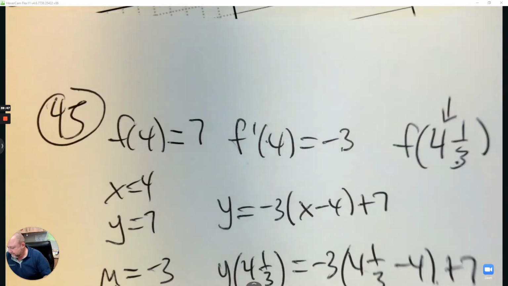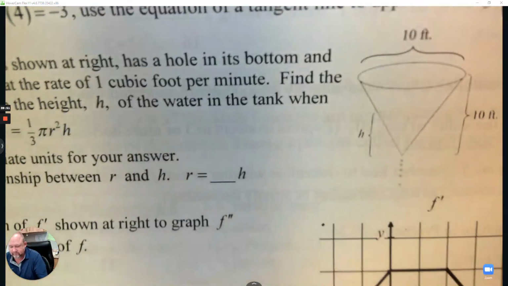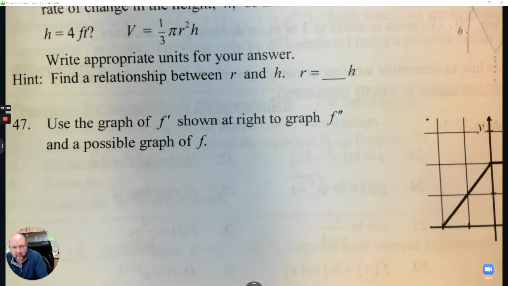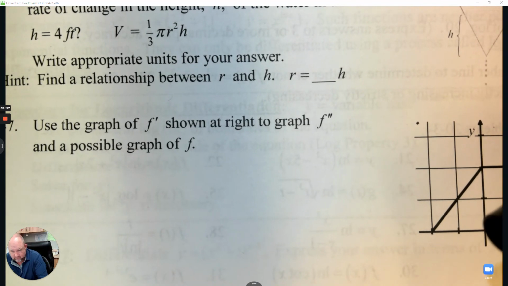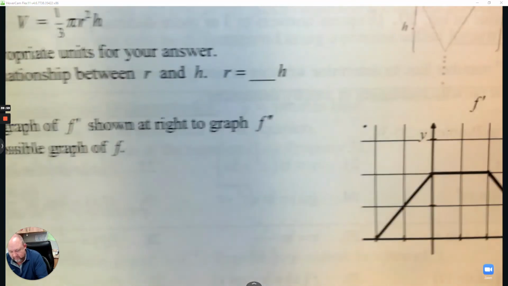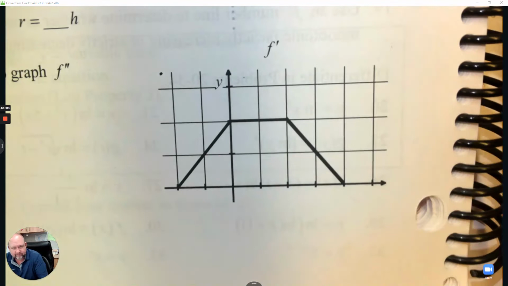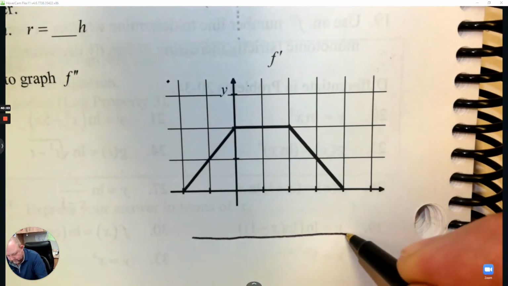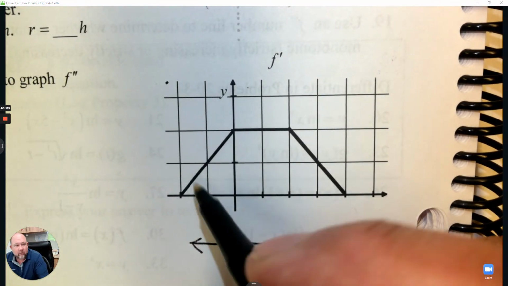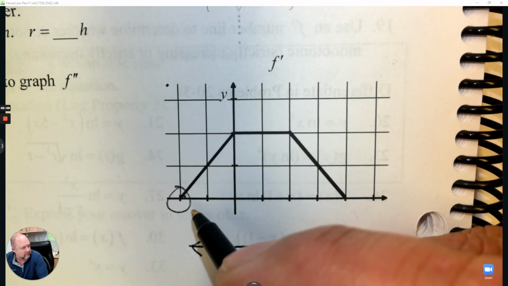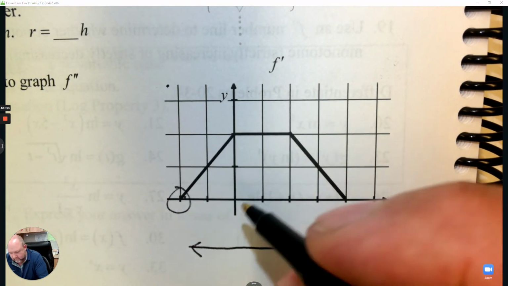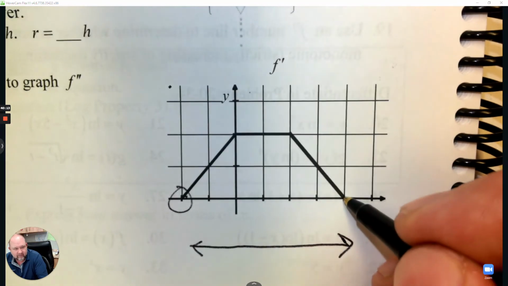47, last one. I'm going to do it right here. Why not? Use the graph of the derivative shown at the right to graph the second derivative and a possible graph of the function. It's been a while. Let's do it. So we're going to do a number line here. So I notice here, those are ends, right? So negative 2 and 4.